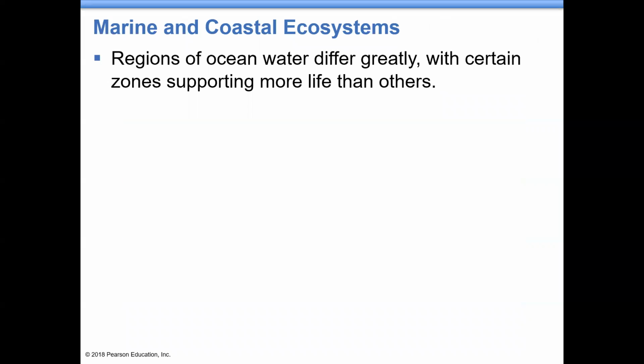Okay, so just like last time, where we talked a little bit about different types of freshwater ecosystems, we're going to now just touch on some important marine and coastal ecosystems. And these are very diverse ecosystems. Certain areas of the ocean support some of the highest levels of biodiversity that we see anywhere in the world.